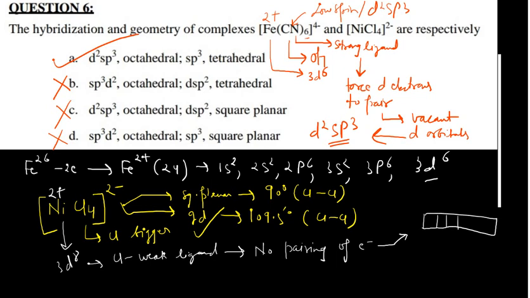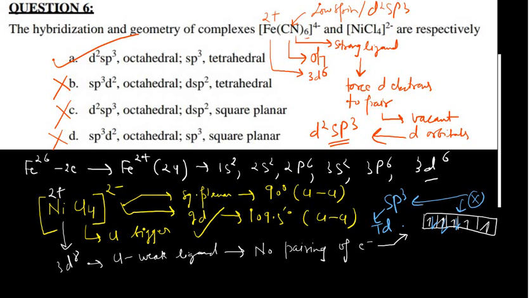1 2 3 4 5, and then you can put 6, 7 and 8 electrons. So no d orbitals are available. When d orbitals are not available, the only option left is sp3, which leads to the tetrahedral geometry. So this is how you can solve this problem.